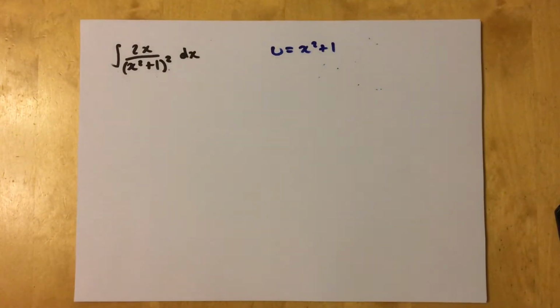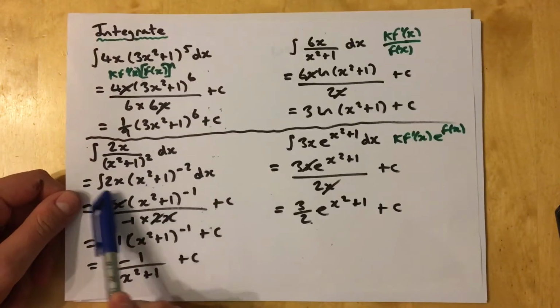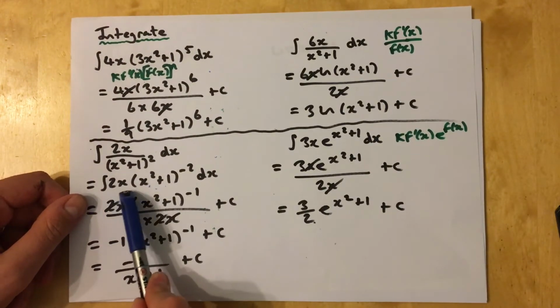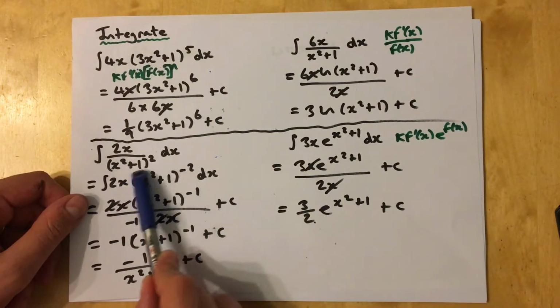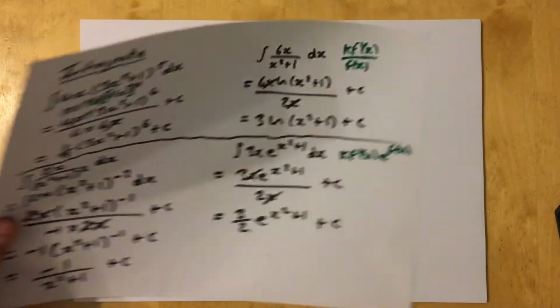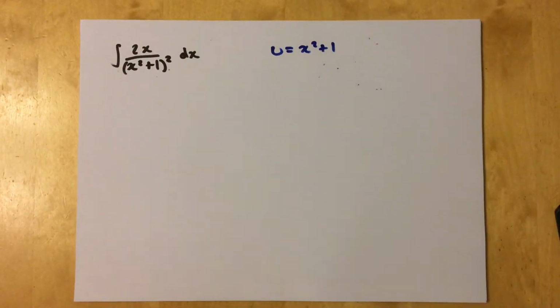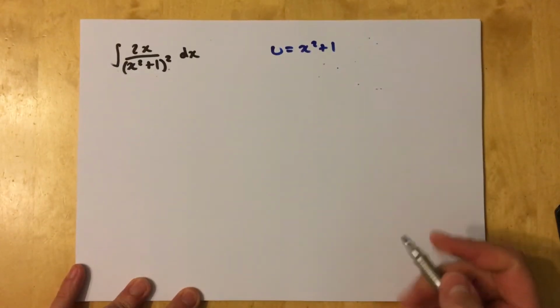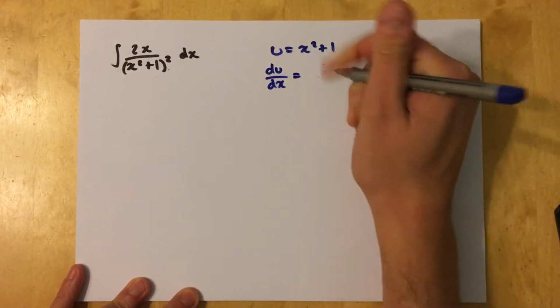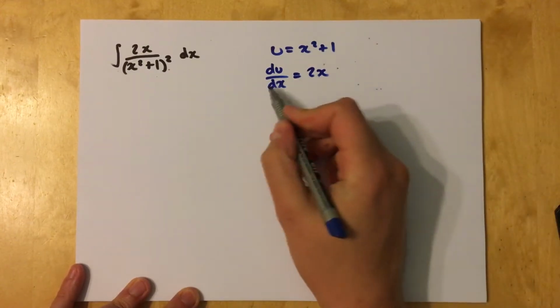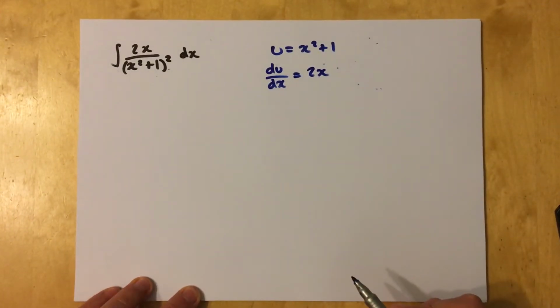In terms of how I decided that was the inner function, if we just think back to the last video, I rearranged it into this form. And I saw this is my k f dash of x, and this is my f of x being raised to the power of n. So that's why the x squared plus 1 is my inner function. So same as last time, whenever you decide what your substitution is going to be, we now differentiate it to get du dx. So du dx is 2x, and then I rearrange this to make dx the subject.